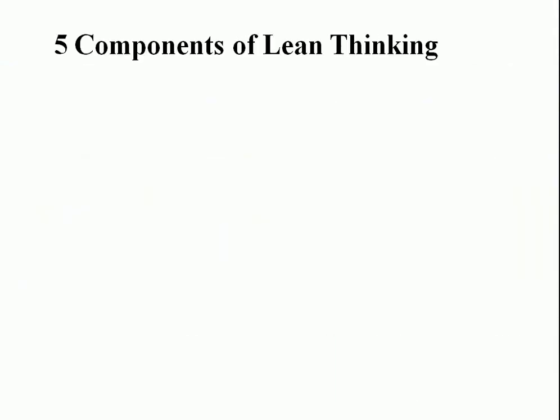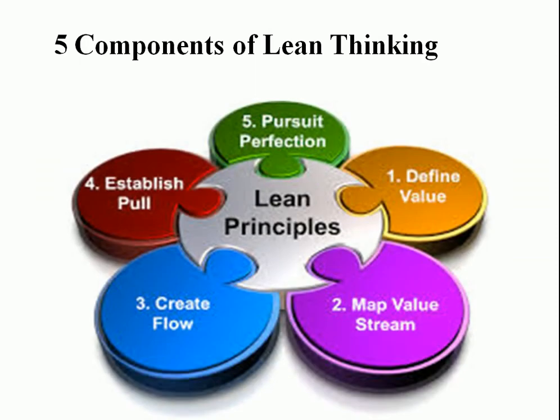Coming to 5 components of lean thinking. These are the 5 major components of lean thinking. First one is define value. As earlier explained, all the activities which are taking place on a product should be valuable. That means it should add value to the product.